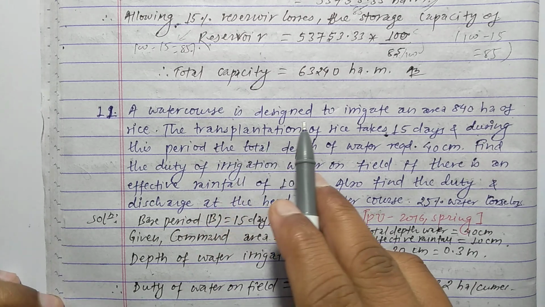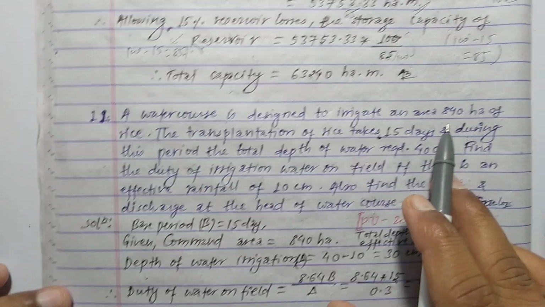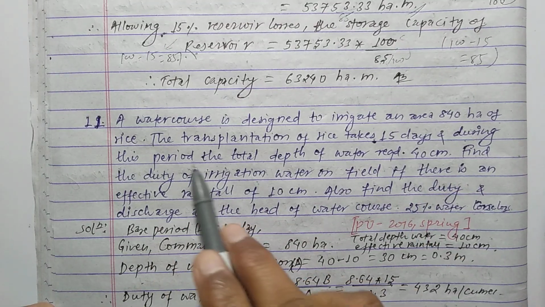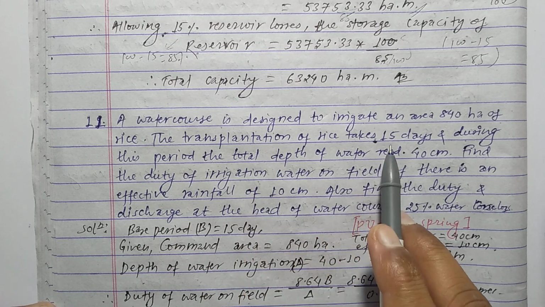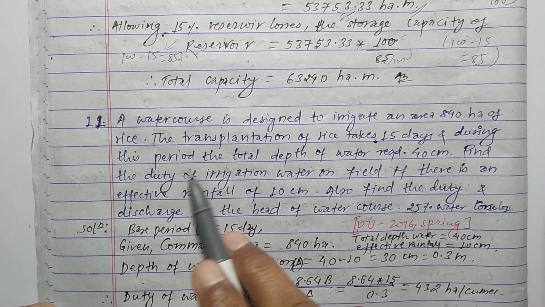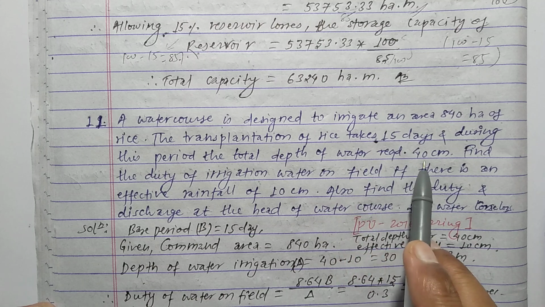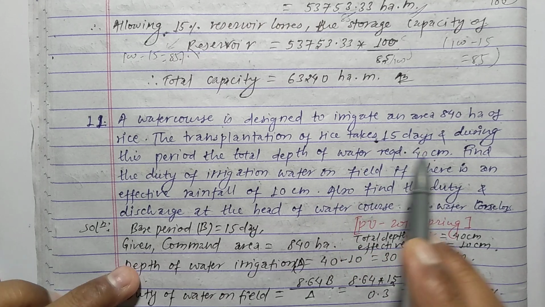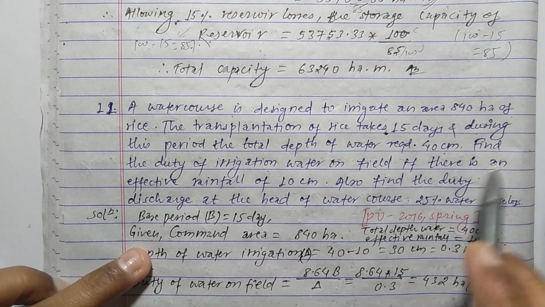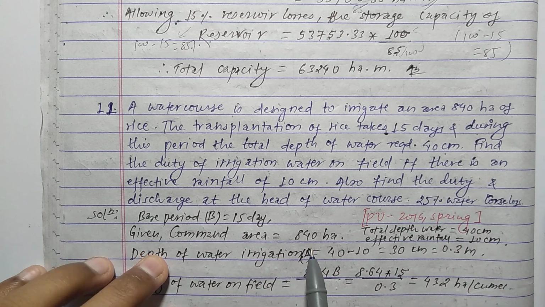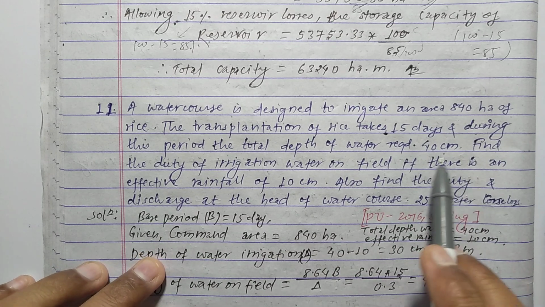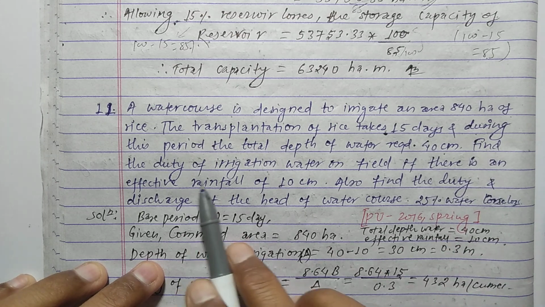A water course is designed to irrigate an area 840 hectare of rice. The transplantation of rice takes 15 days, and during this period the total depth of water required is 40 cm, okay. So base period is given 15, and command area is 840, okay.